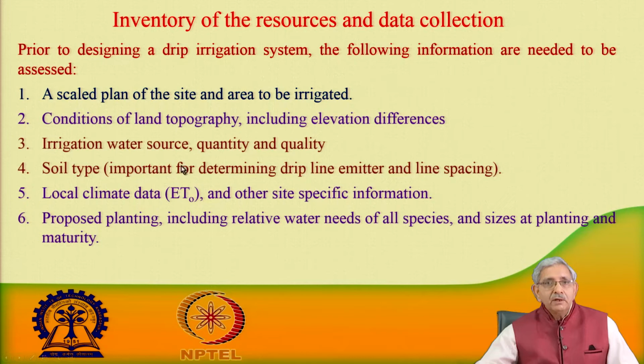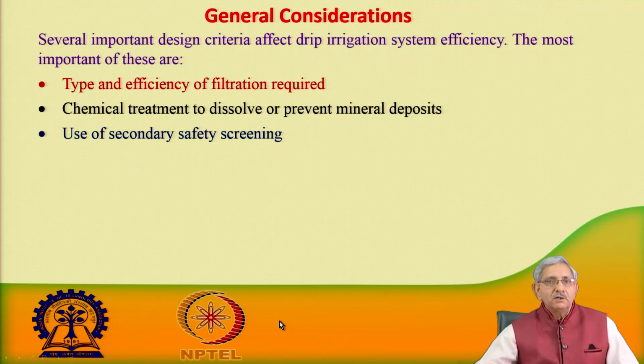And then, as I was telling you in the previous slide, peak water requirement, daily ET0, is needed for operating the system, but ET0 particularly during the peak season or during the summer months, maybe for some crops it will be needed. Then the proposed planting: what type of crop, what is the spacing between the crops, and what is the maturity stage of the crop. All these are needed.